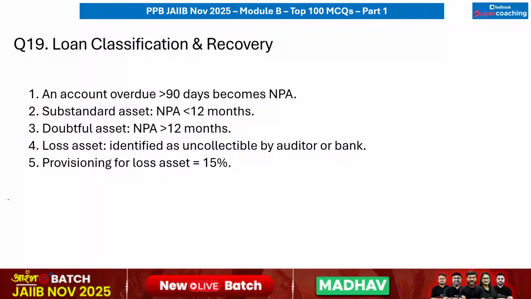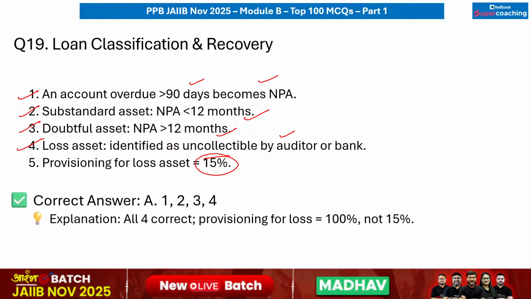Next is loan classification and recovery. An account overdue for greater than 90 days will become NPA, that is correct. Substandard asset NPA up to 12 months, correct. Doubtful asset NPA greater than 12 months, that is correct. Loss asset is a loan given up as uncollectible by the auditor or the bank, that is true. Provisioning for loss asset is 100%, not 15%. So keeping that in mind, 1, 2, 3, 4 are correct. Remember this, 1, 2, 3, 4 are the correct answers.